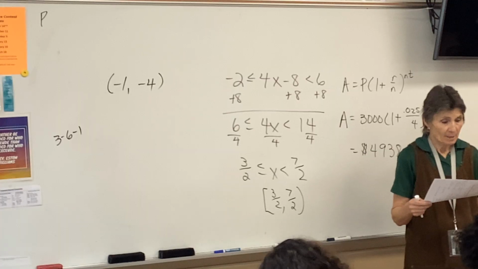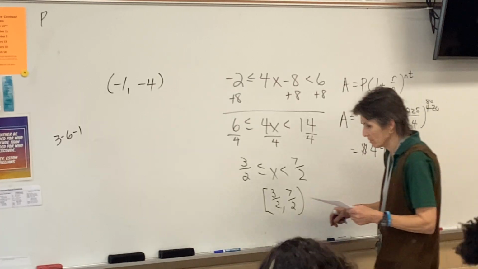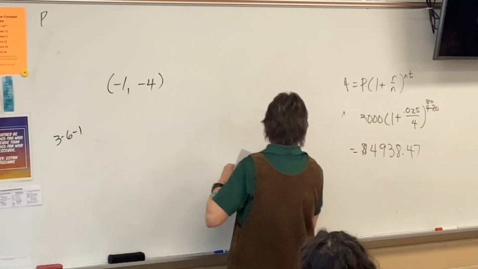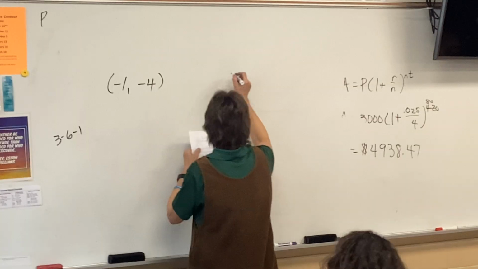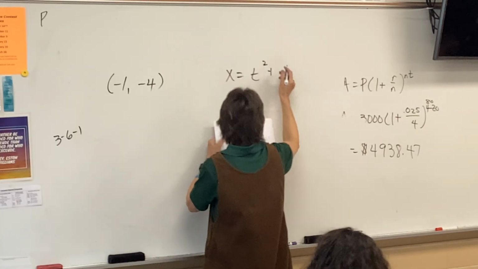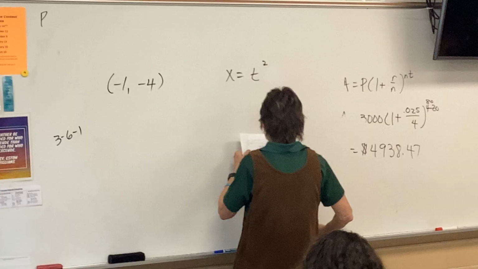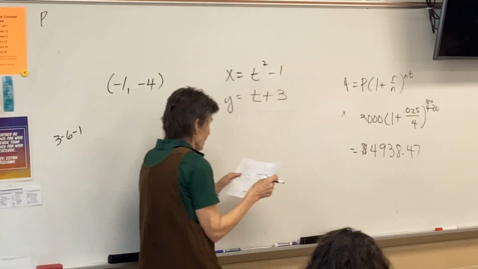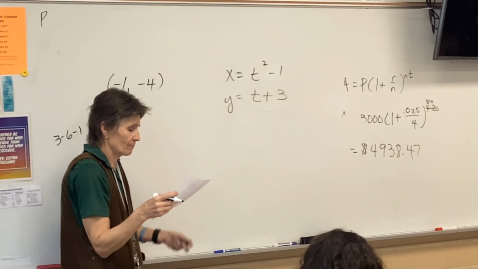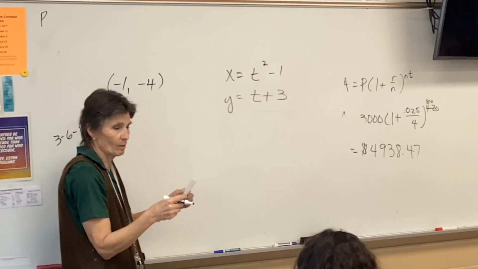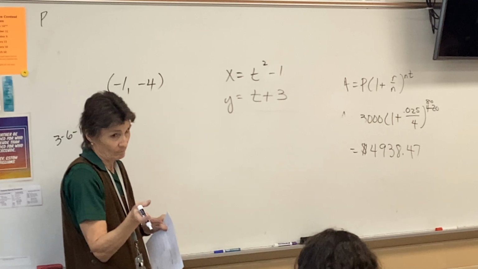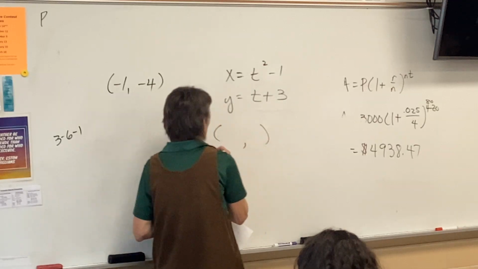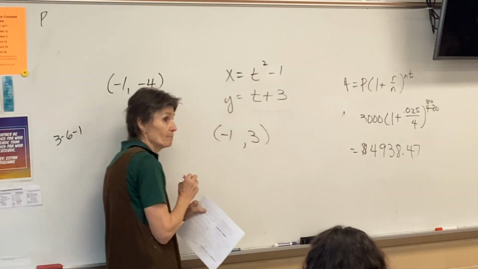Number 24. A function is defined parametrically by these two equations. Find the coordinate of the point if t is 0. All right, now call on. Yeah, so that question's easy. The point would be negative 1, 3.